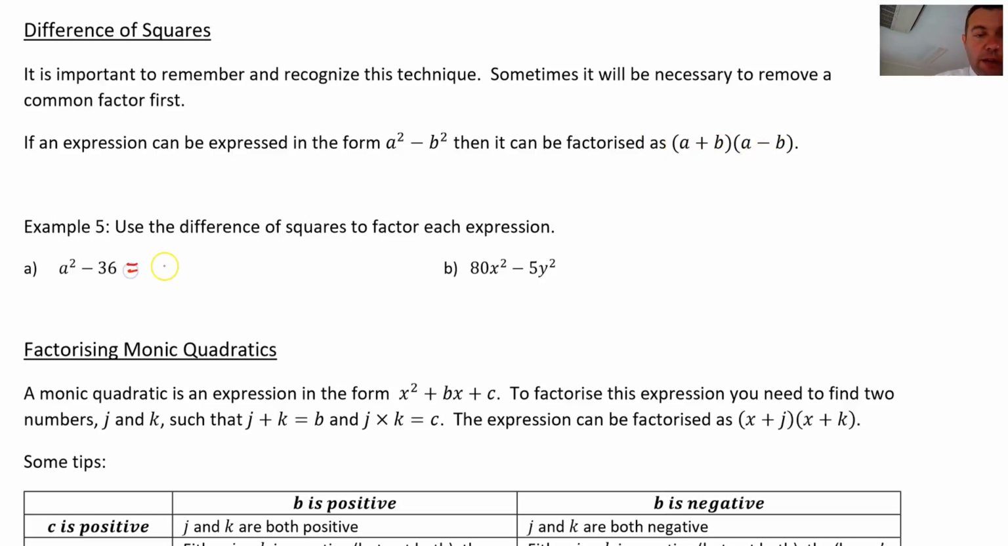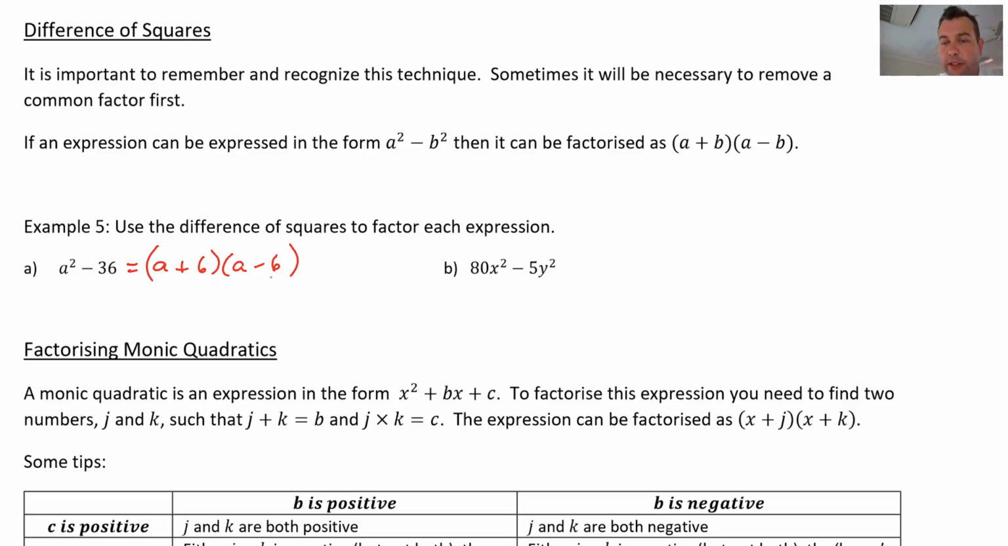Right, so that means that would be the same as a plus 6 multiplied by a minus 6. Right, difference of two squares. You can see how that works out. If you expand that, you will end up with a squared minus 36.